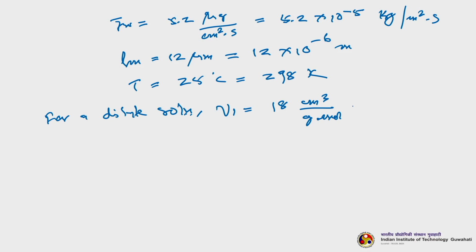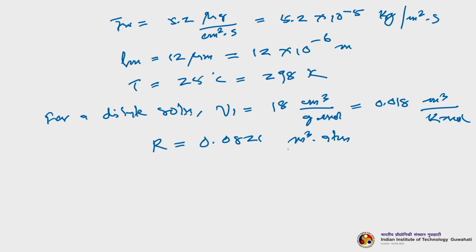Okay. So, we can write 0.018 meter cube per kilomoles, and your gas constant R equals, as given, 0.0821 meter cube atmosphere divided by Kelvin kilomole. Okay. Then we have to calculate now, substitute everything in this equation, the solution diffusion equation.